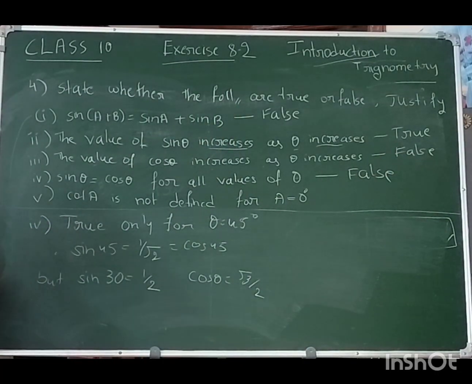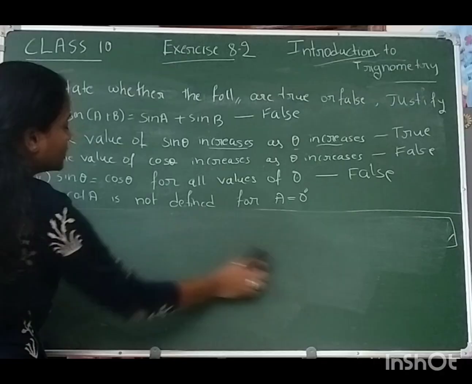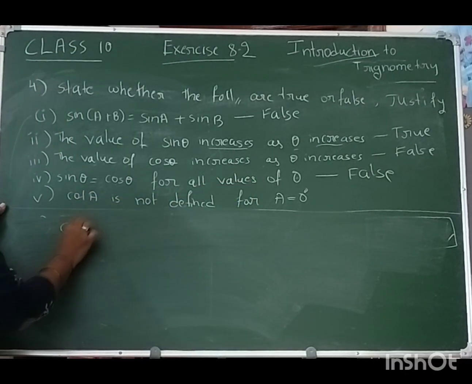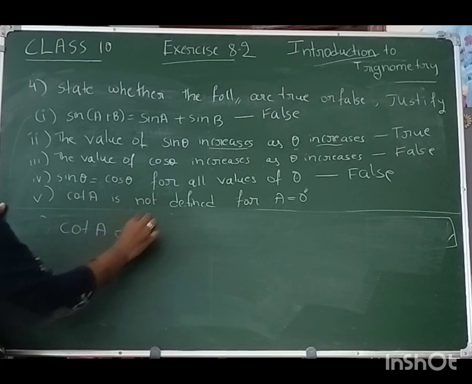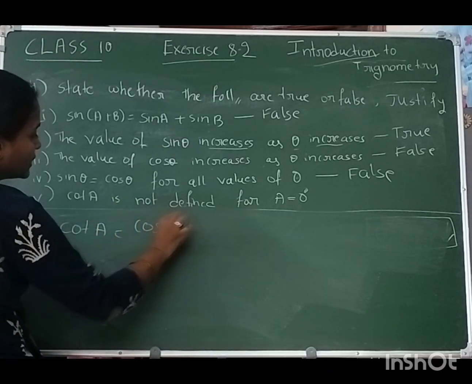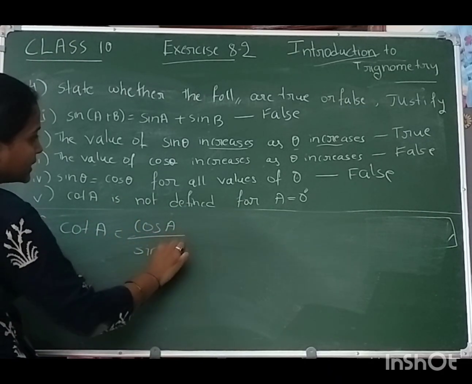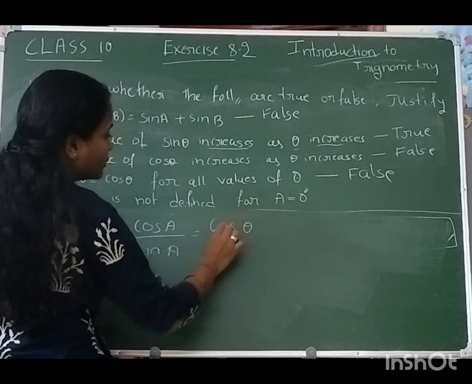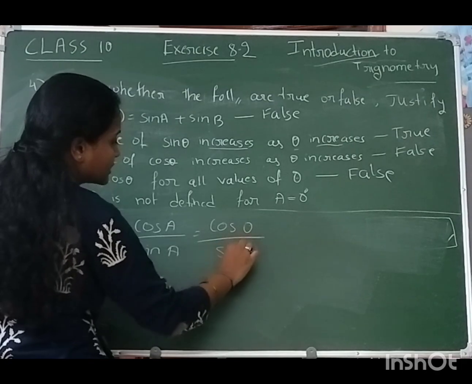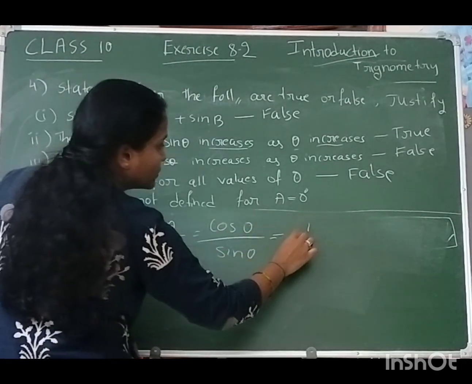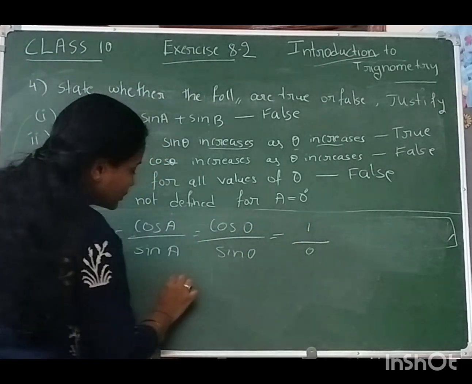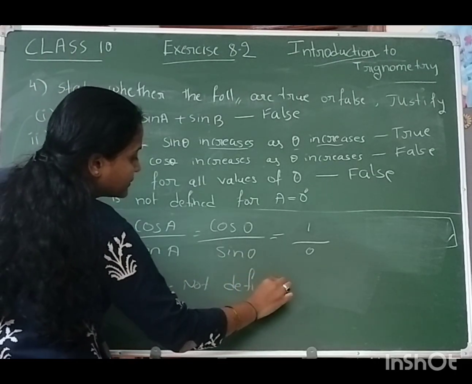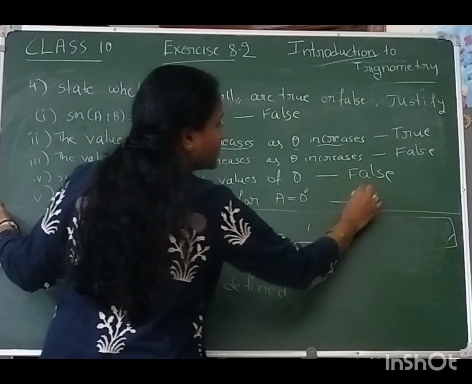So next we'll take the fifth one, that is cot A is not defined for A equal to 0 degrees. So cot A is given by cos A by sin A. From the definition, substituting the value A equal to 0, it becomes cos 0 divided by sin 0. What is cos 0? 1, and sin 0 is 0. So anything divided by 0 is not defined. So the given statement is true.